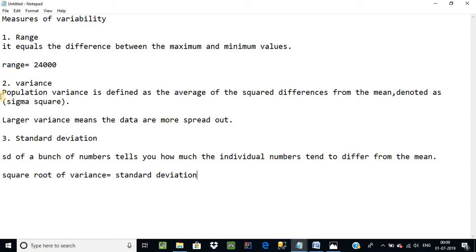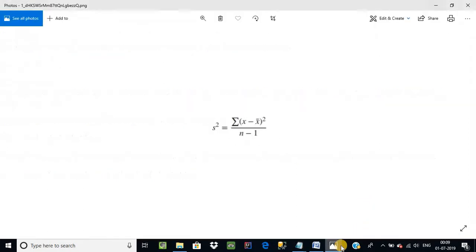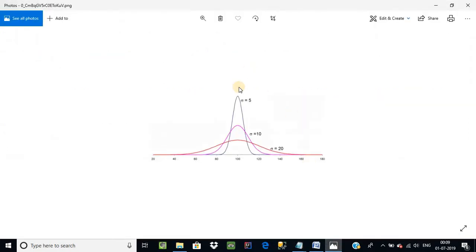Okay, so I will just show you one interesting curve. These are three curves. One is shown in blue, one is shown in pink, and one is shown in orange.